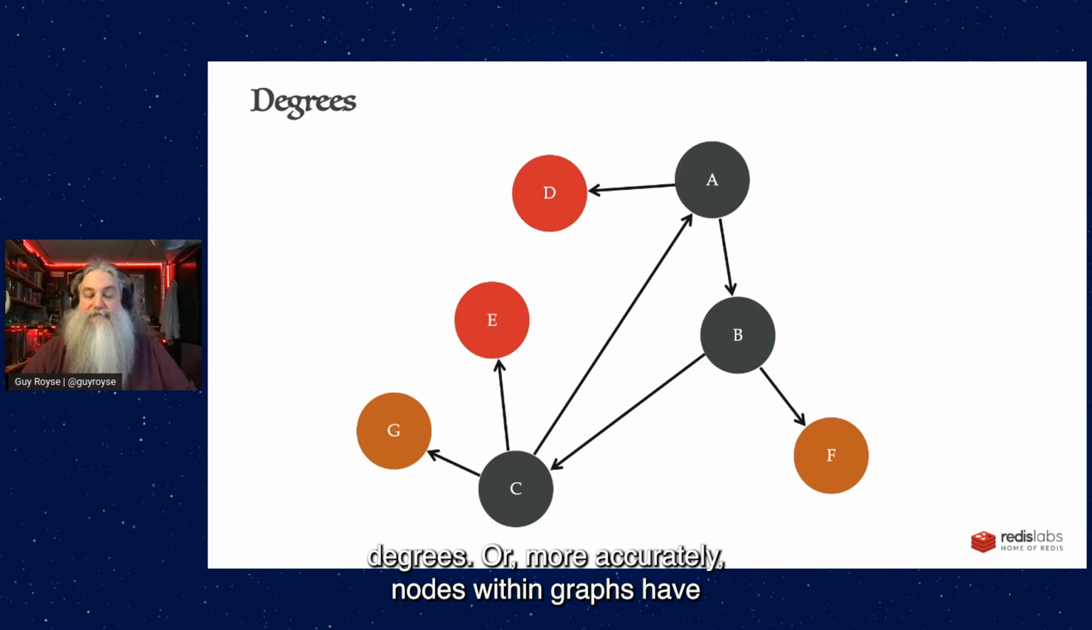Graphs have degrees, or more accurately, nodes within graphs have degrees.